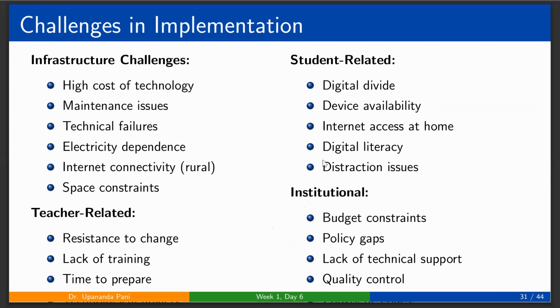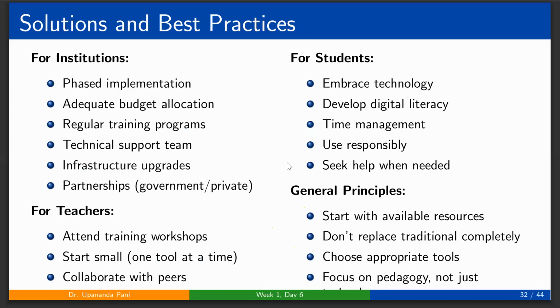Now, what are the challenges in implementation? Infrastructure challenges, high cost of technology, maintenance issues, we need internet connectivity, and then teachers are not ready to change, lack of training. And the student related issues: digital divide, device availability, internet access at home, digital literacy. So all these are different issues over usability.